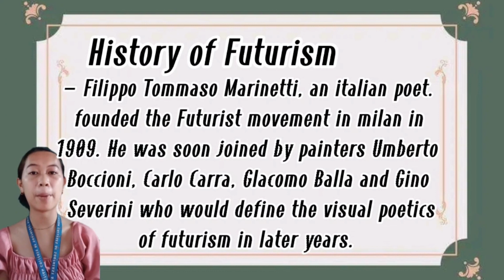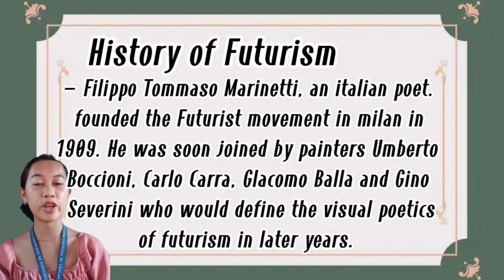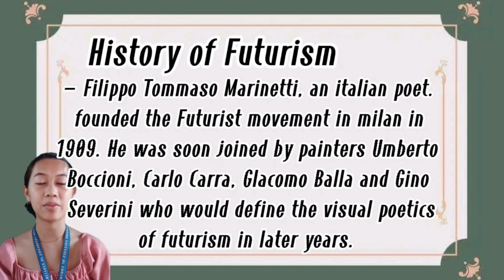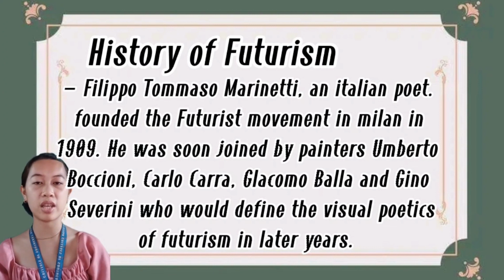He was soon joined by painters Umberto Boccioni, Carlo Carra, Giacomo Balla, and Gino Severini, who would define the visual poetics of Futurism in later years. The Technical Manifesto of Futurist Painting was first published in 1910 in Milan. This document introduced the philosophy of Futurism into the medium of painting by developing the concept of universal dynamism. In addition to Boccioni, the manifesto was signed by Carlo Carra, Giacomo Balla, Luigi Russolo, and Gino Severini.